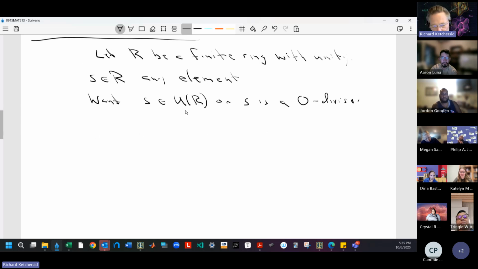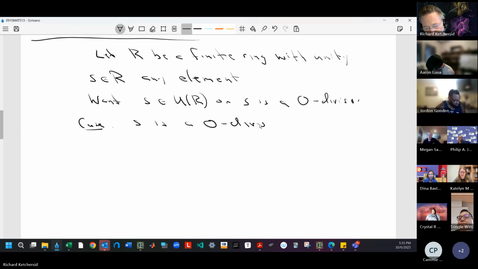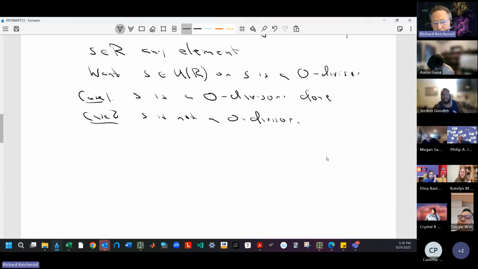So okay, case 1. This is kind of by cases. S is a zero divisor, in which case we're done, right? We're trying to show that S is a zero divisor or it's a unit. So case 2, S is not a zero divisor. Well, if S is not a zero divisor, then no power of S is a zero divisor.